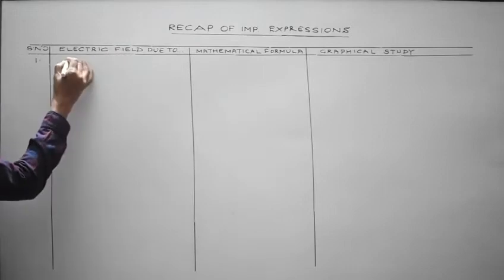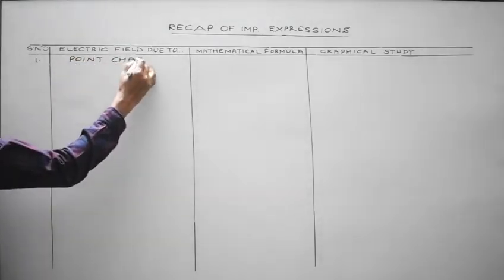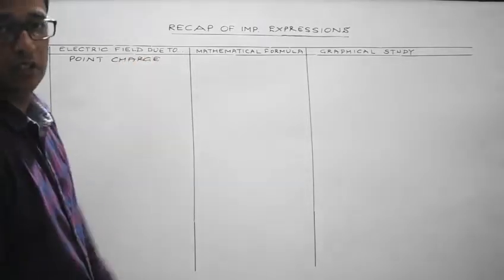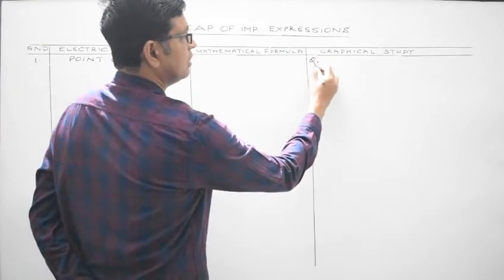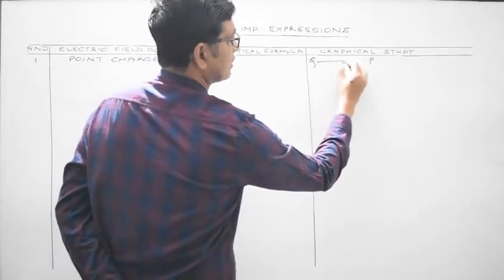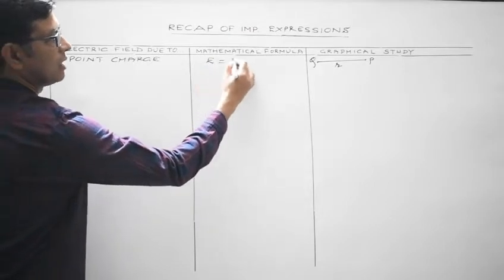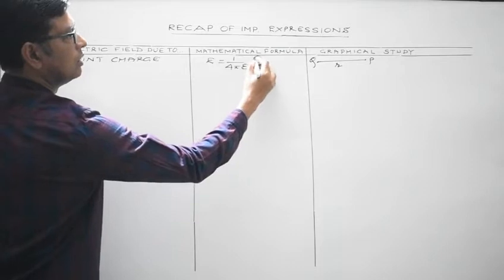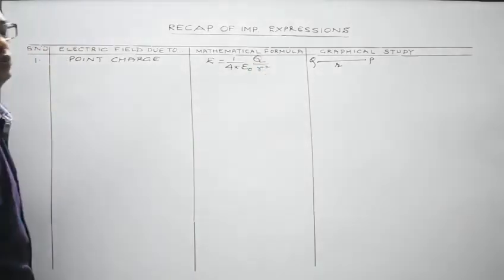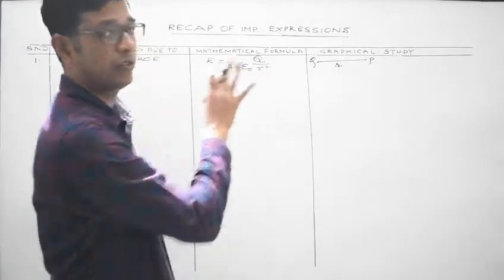Electric field due to a point charge. We are aware of the formula. Due to a point charge, suppose this is a point charge over here and this is point P at a distance r. Then the formula for the electric field is K, that is 1 over 4 pi epsilon, Q divided by r square, right? And the graph showing the variation of electric field with the distance.